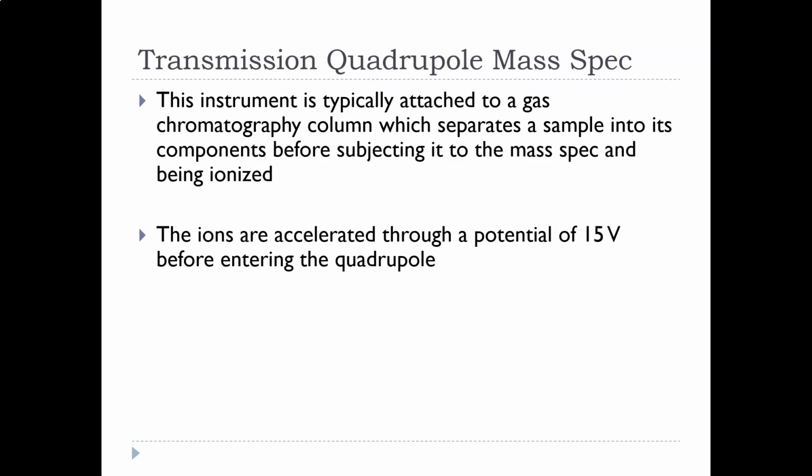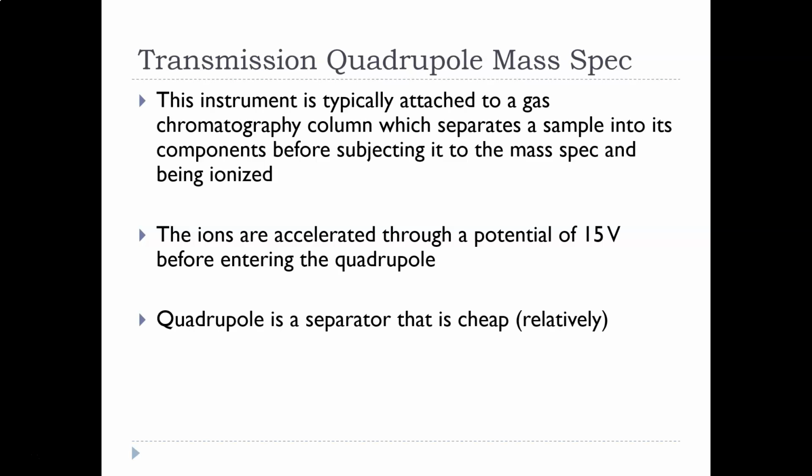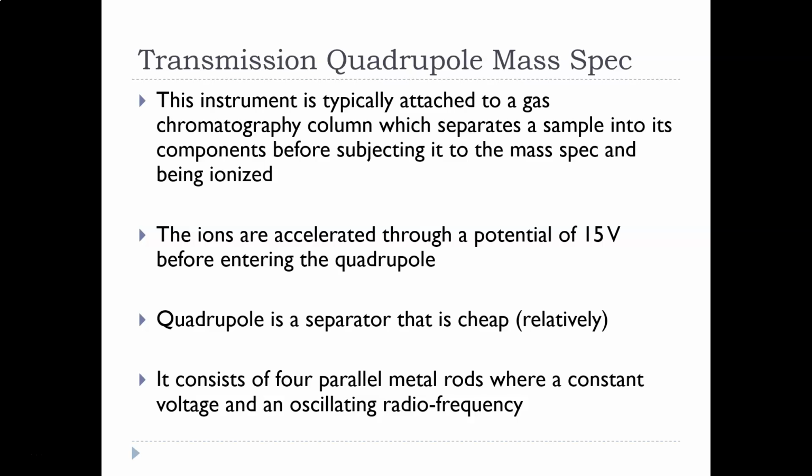So the voltage, this is saying that first they're sped up. So they're moving quickly by the time they get into there, and then the quadrupole works to separate them. The four rods with a constant voltage and an oscillating radio frequency. So the voltage is constant for one mass to charge ratio, and then it would change for another one. This is all controlled by a computer, so no one's sitting there changing the dials or anything. That's good news, I think.